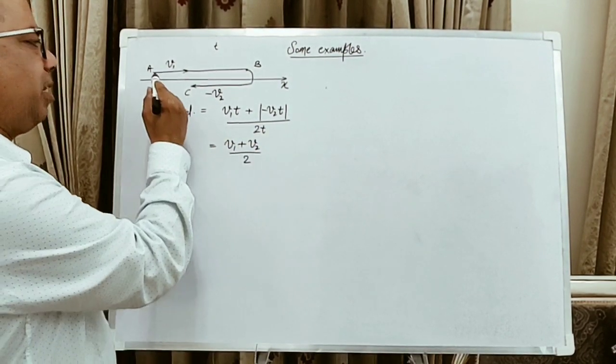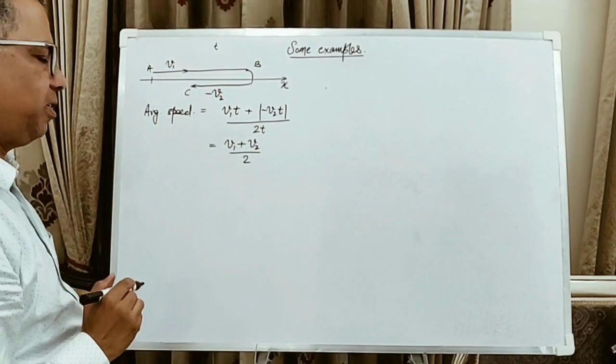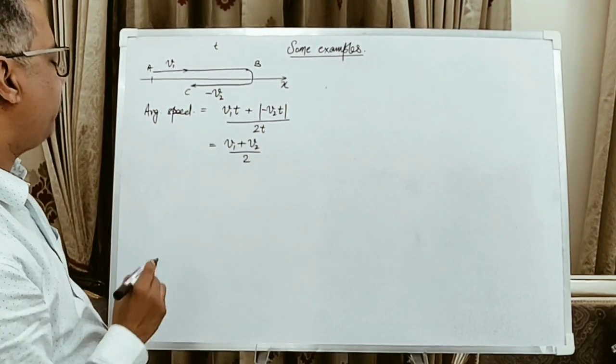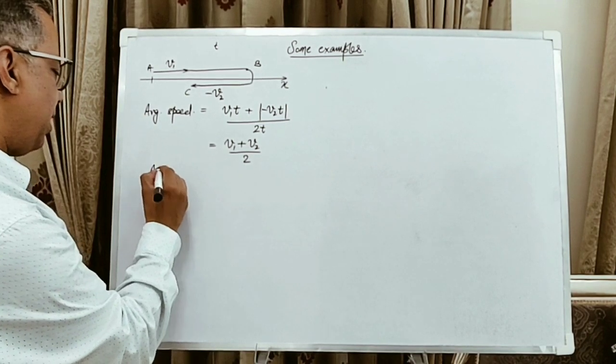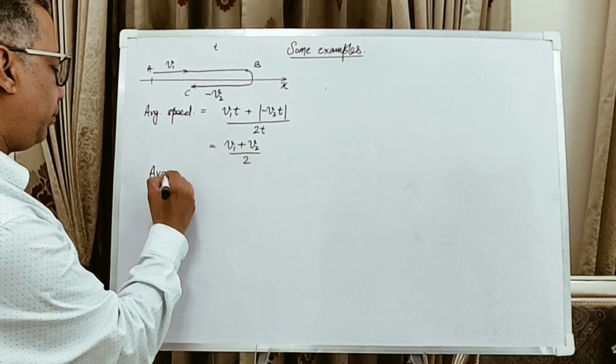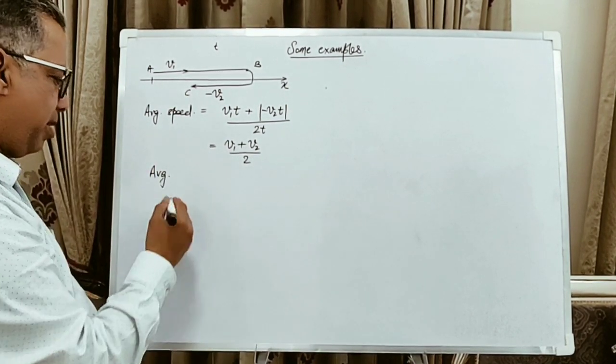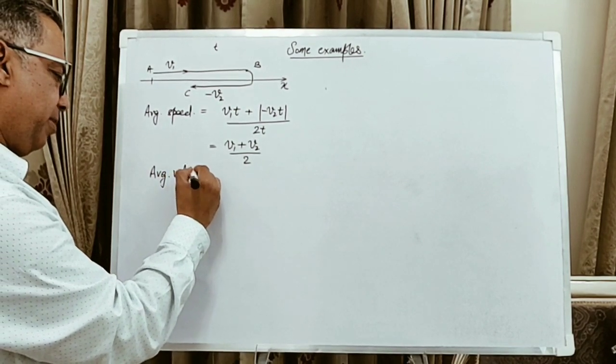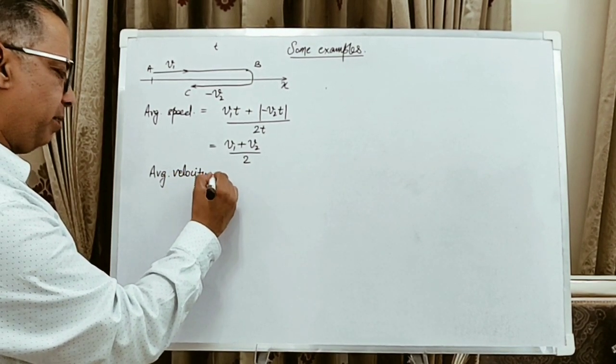Now since this motion involves a direction change, we expect the average velocity to be different, and the calculation will not disappoint us. Let's have a look at the average velocity during this motion.